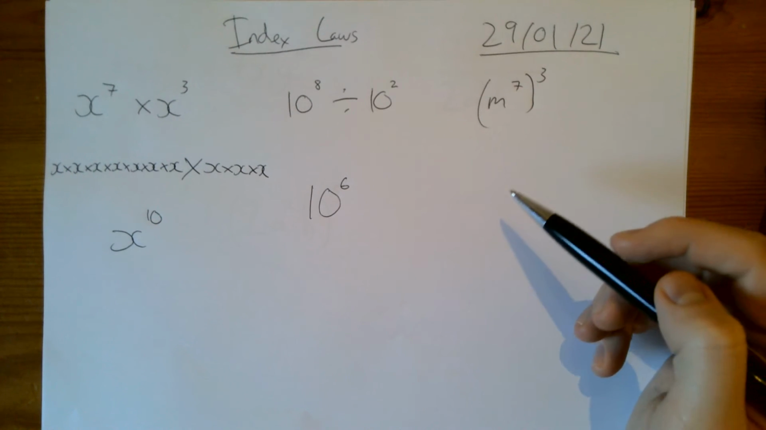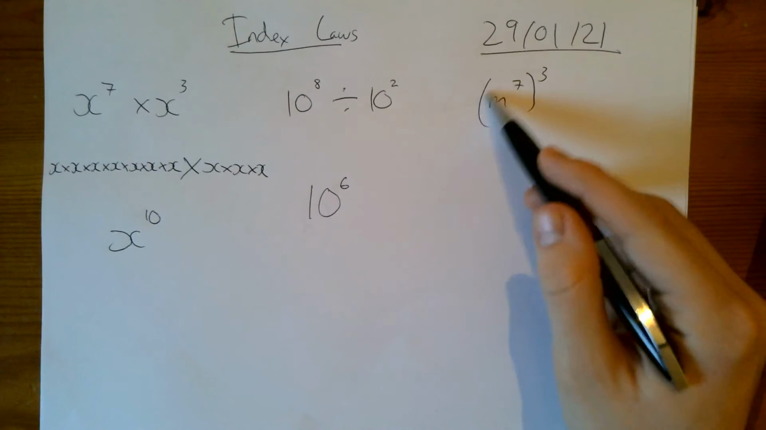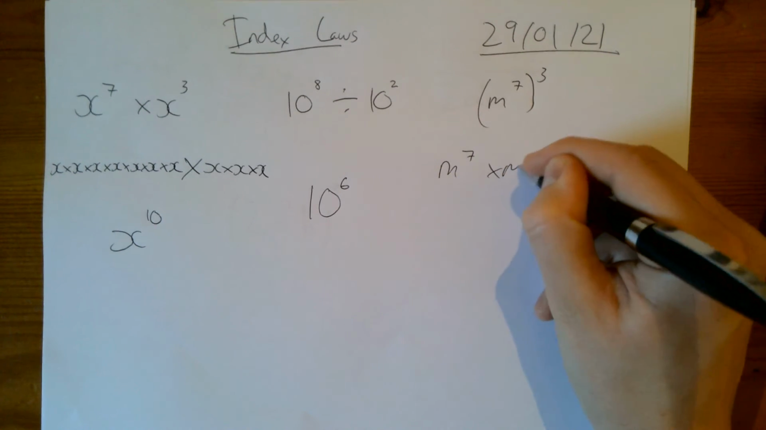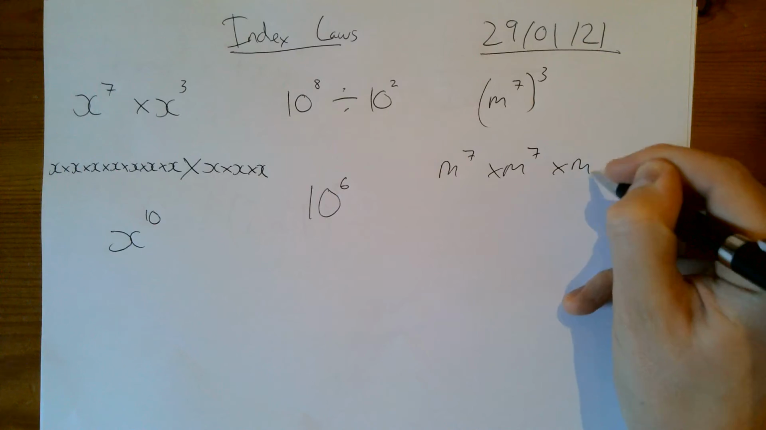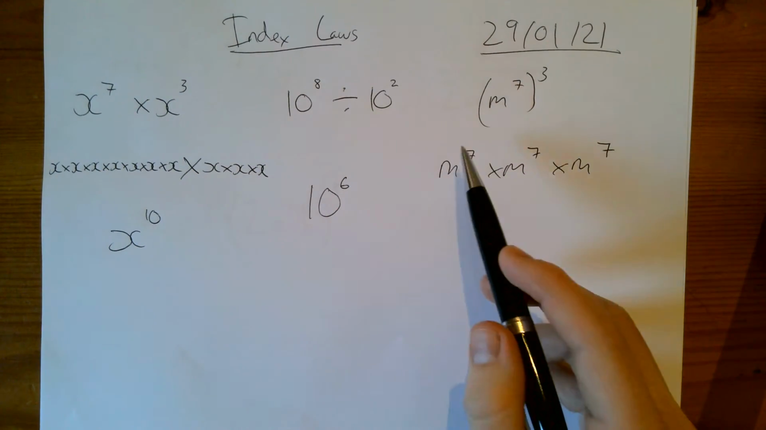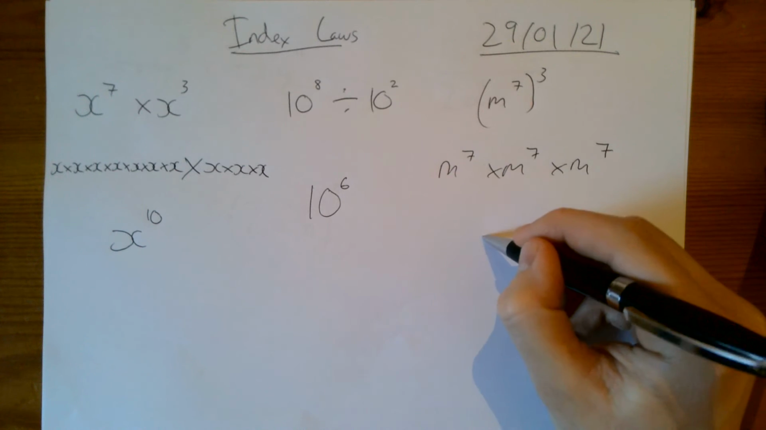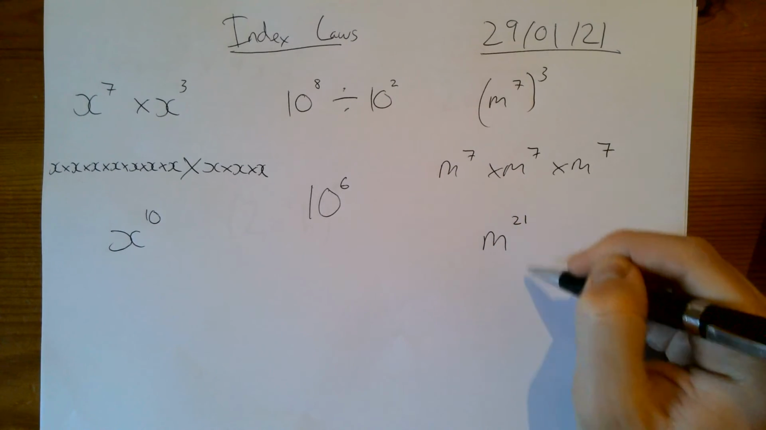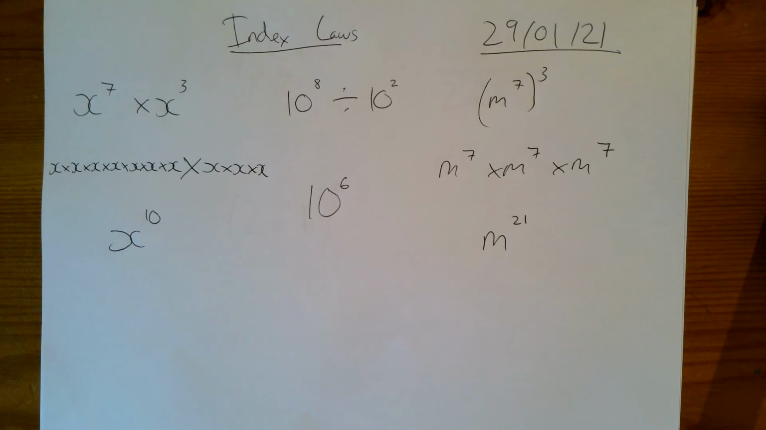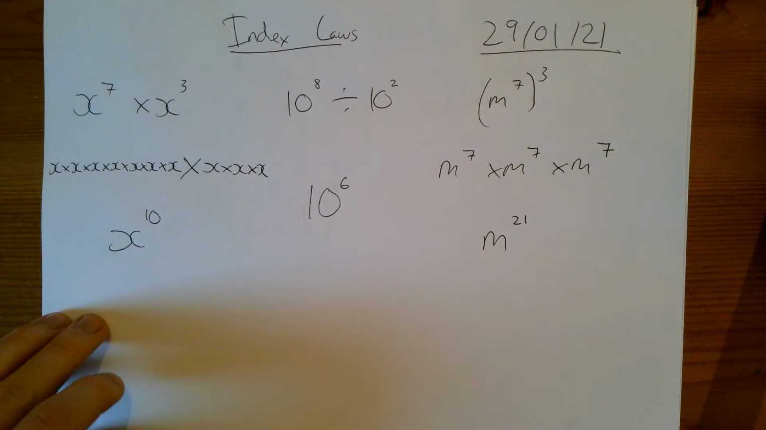Again, if you're not sure, you think about what it means. We've got m to the power 7 being cubed, which means m to the power 7 times m to the power 7 times m to the power 7. And then using this rule where the powers add together, we've got 7, 14, m to the power 21. And that rule is those powers multiply. Don't feel like you need to write it out like that every time, but if you ever get stuck with one, writing it out like that is a good way to sort yourself out.